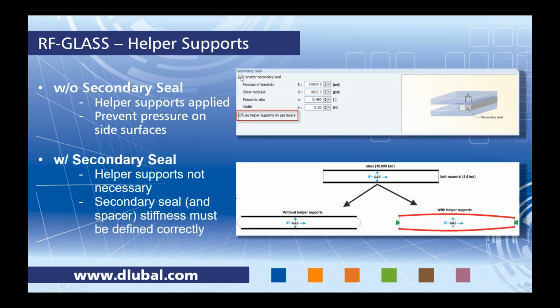If you were to check the secondary seal, you now have the option to uncheck or check this helper supports. And the reason why is because now you have control over modeling the exact stiffness at these ends. So if you don't want to consider helper supports, which are very rigid, then you just want to make sure to correctly model your secondary seal, but also include the stiffness of your spacer here with all of the correct properties. And then you should get the desired correct behavior considering the stiffness of this secondary seal.